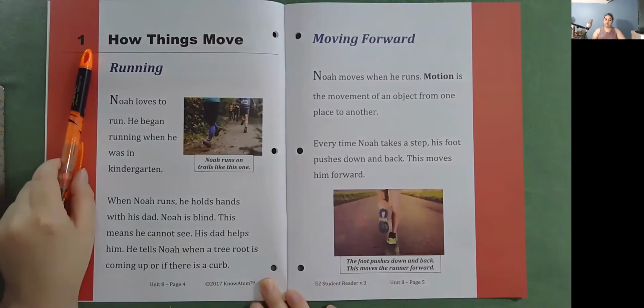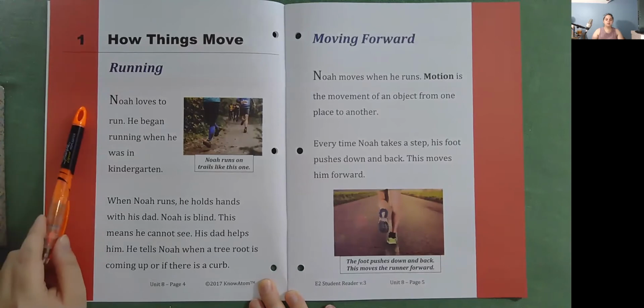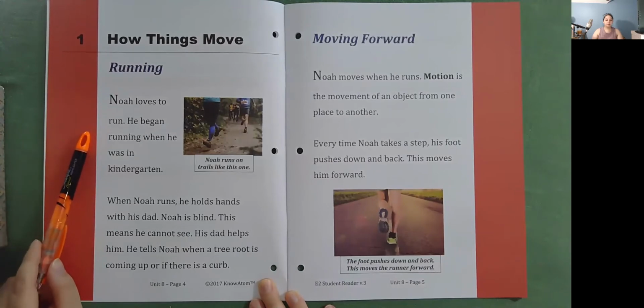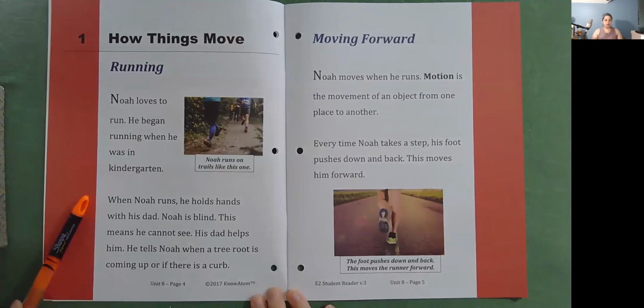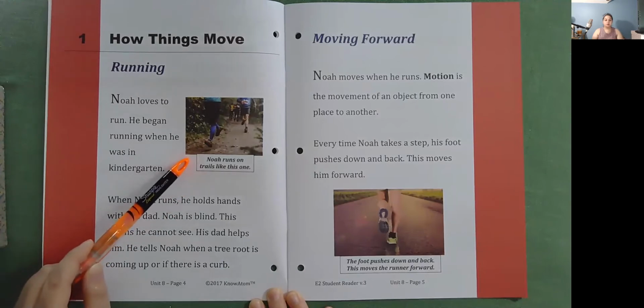How things move. Running. Noah loves to run. He began running when he was in kindergarten. When Noah runs, he holds hands with his dad. Noah is blind. This means he cannot see. His dad helps him. He tells Noah when a tree root is coming up or if there is a curb. Noah runs on trails like this one.